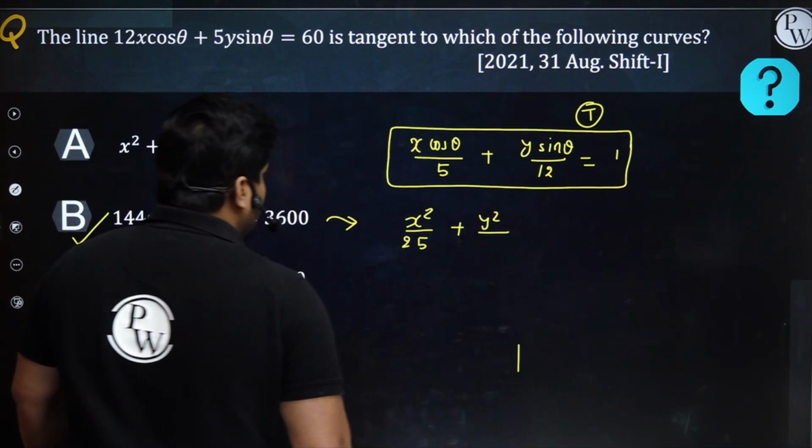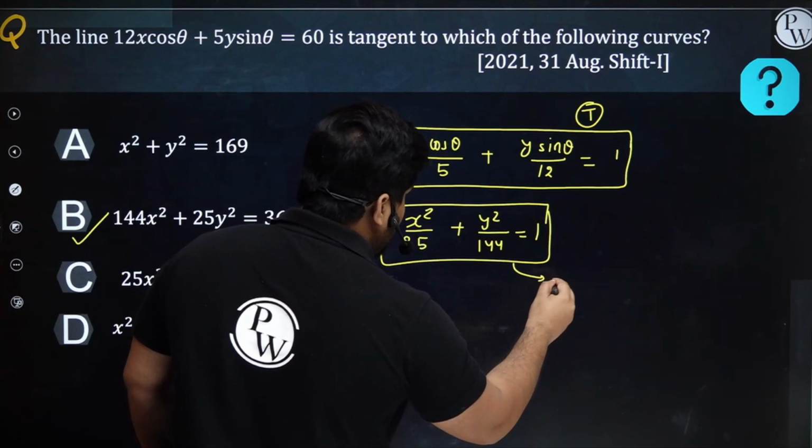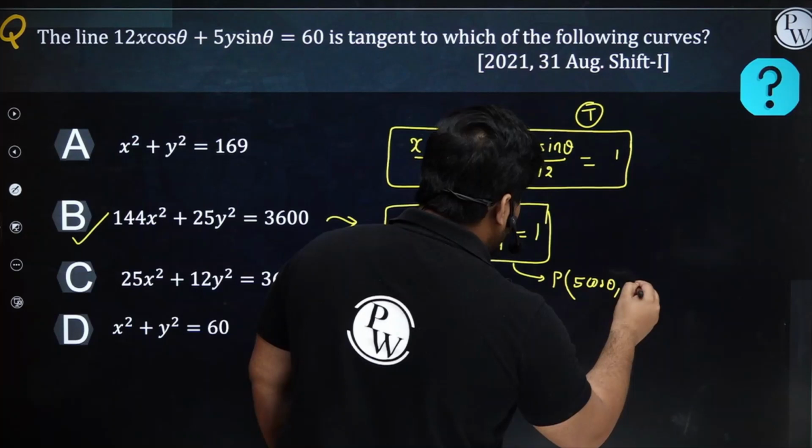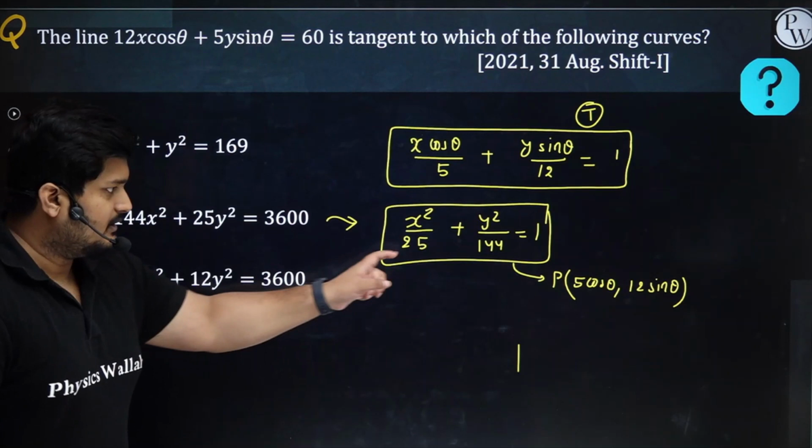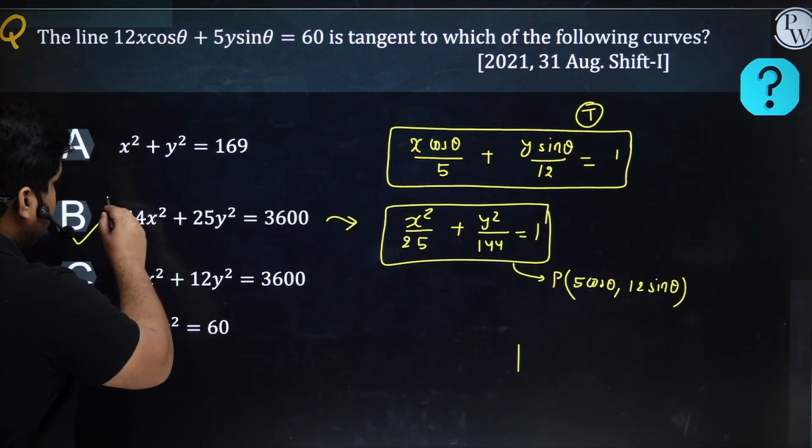This is the ellipse. For this, what will be the parametric coordinates? Parametric coordinates will be a cos theta, so 5 cos theta and 12 sin theta. So clearly, this is the tangent to this, where x square by a square... So this is the tangent in parametric form. That is for the second curve.